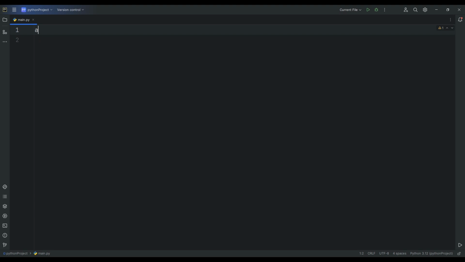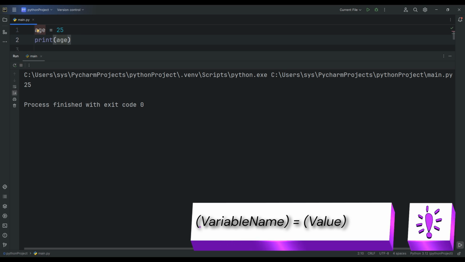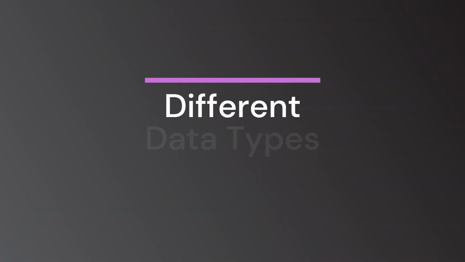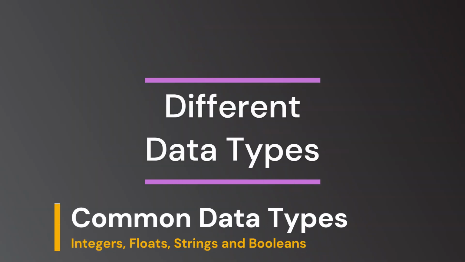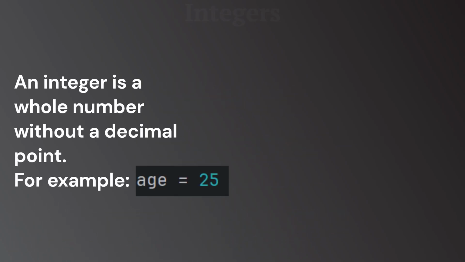To declare a variable in Python, you simply choose a name and use the equal sign to assign it a value. For example, age equal to 25. So here age is the variable name and 25 is the value stored in it. So variables can store different types of data. The most common types you will encounter are integers, floats, strings, and booleans. So let's go through each one.